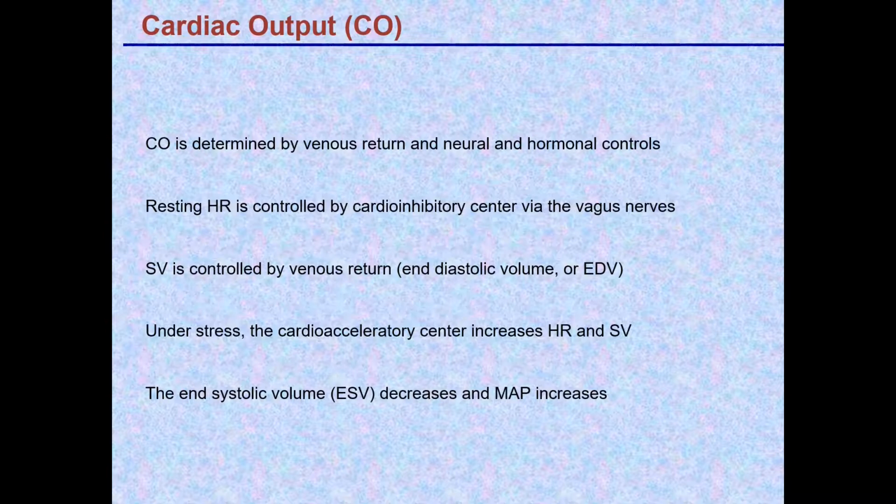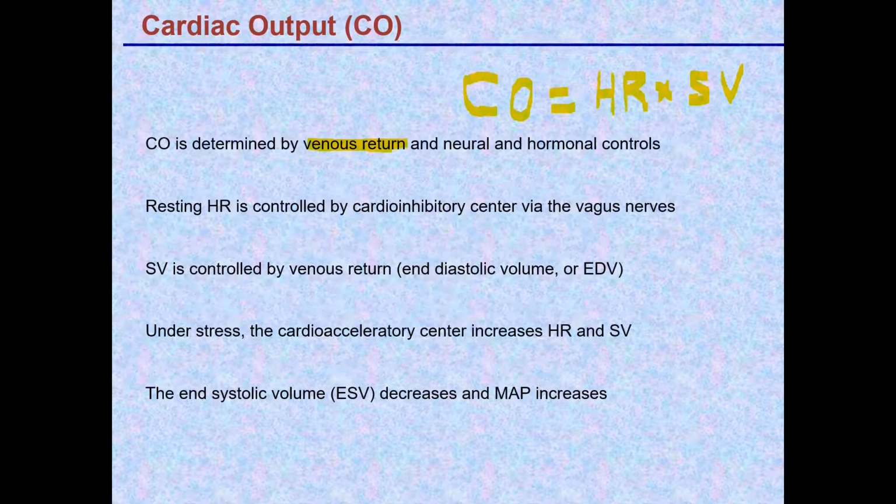So in terms of cardiac output, and again, cardiac output is equal to heart rate times stroke volume. Heart rate is per minute, and stroke volume is the volume of blood that the heart puts out on each beat, on a particular beat. Cardiac output is very much determined by the return of blood to the heart. It pumps the blood that comes back to it. So venous return is something to certainly consider. And also neural, central nervous system controls and hormonal controls.